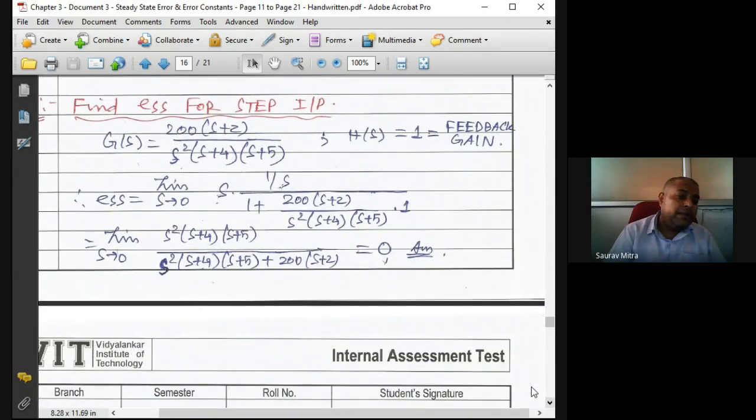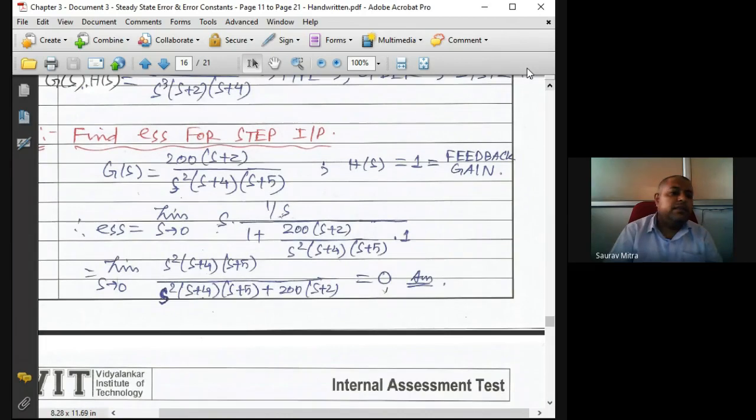I'm giving you 1 minute to write down this numerical, that is, find the steady state error for step input. So either write down this numerical or you can take a screenshot. This is a very important thing.